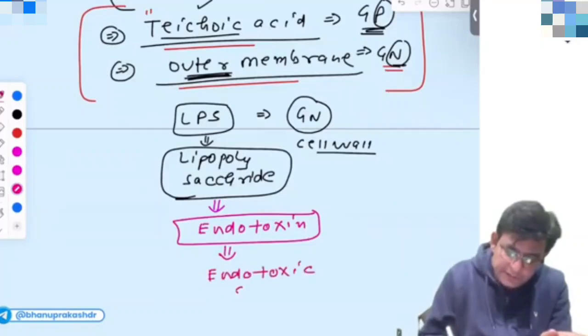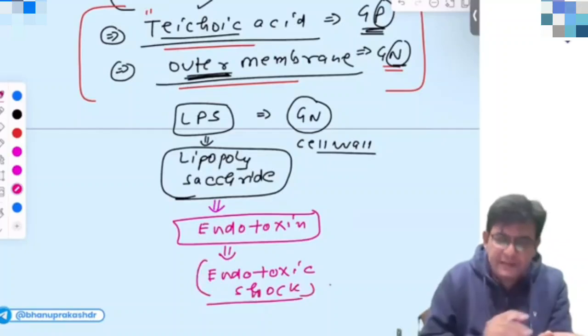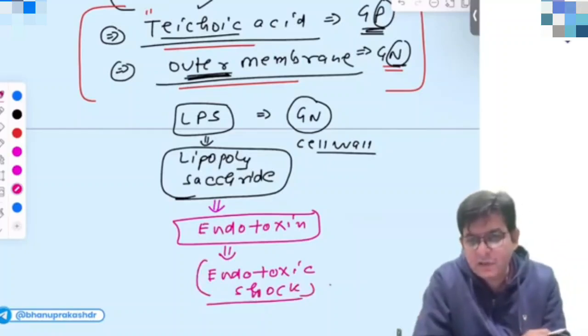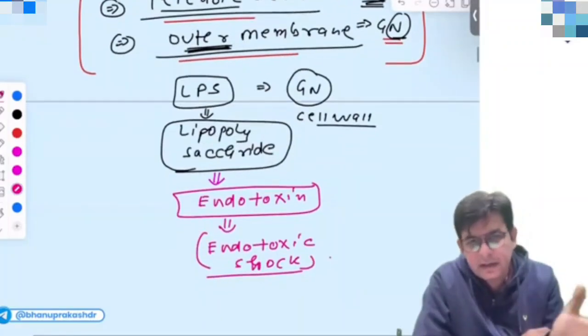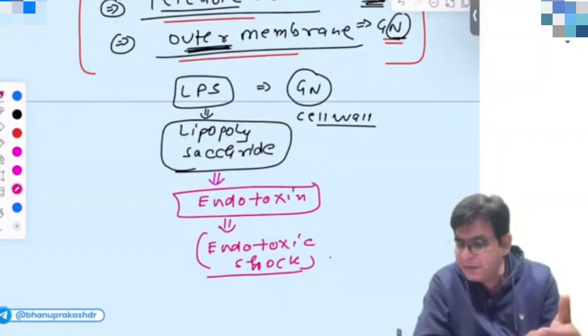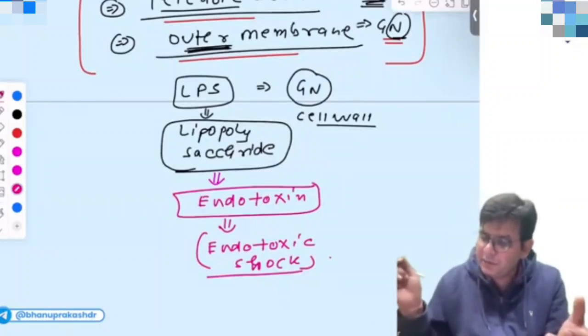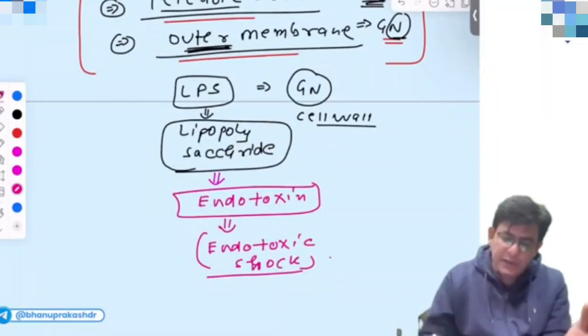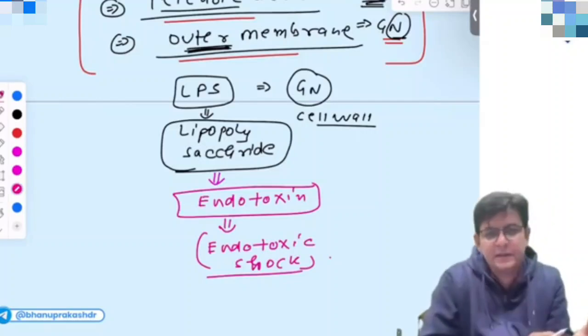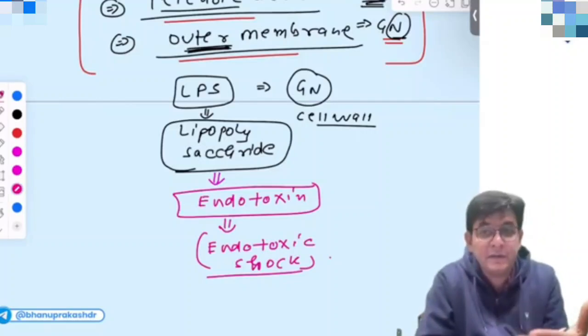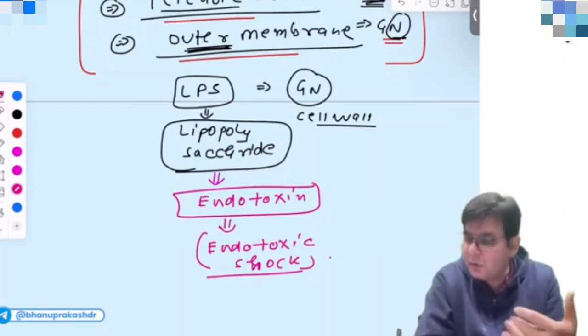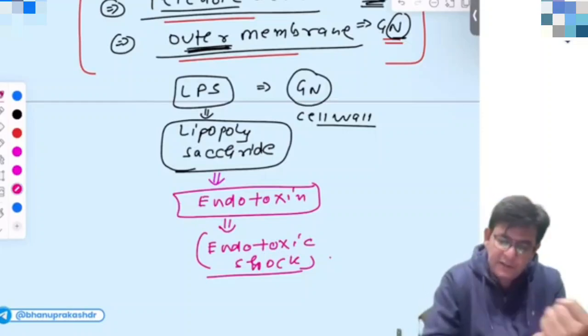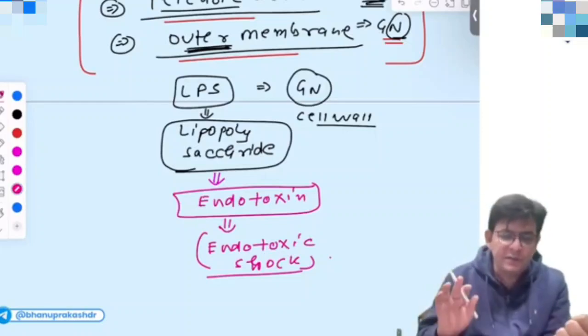Endotoxic shock. So if somebody asks you which bacteria send you into endotoxic shock, the answer is gram negative. They are the negative people; they send you into shock. Is it fine? So endotoxic shock is mostly seen in infections of gram negative ones. E. coli, Klebsiella, Salmonella, all of them lead you to endotoxic shock. First of all, remember this.